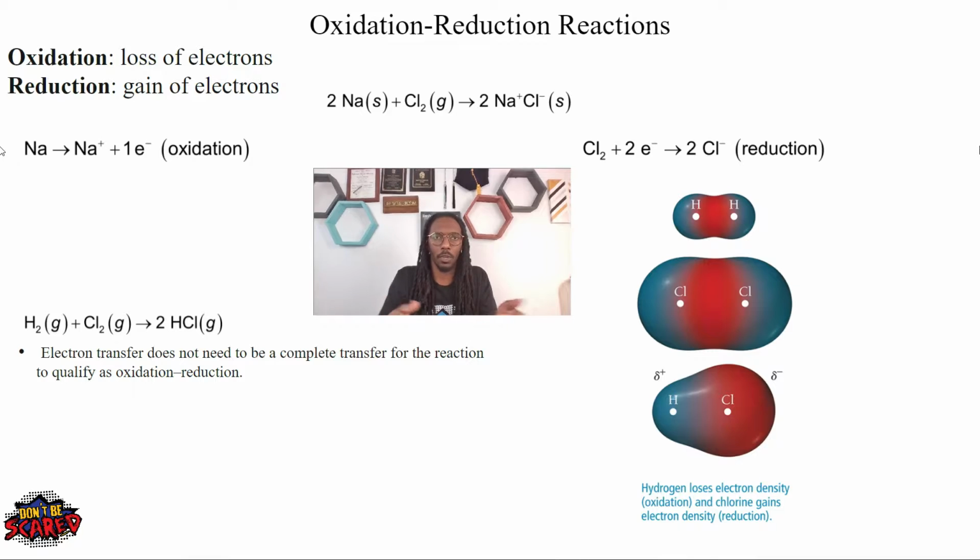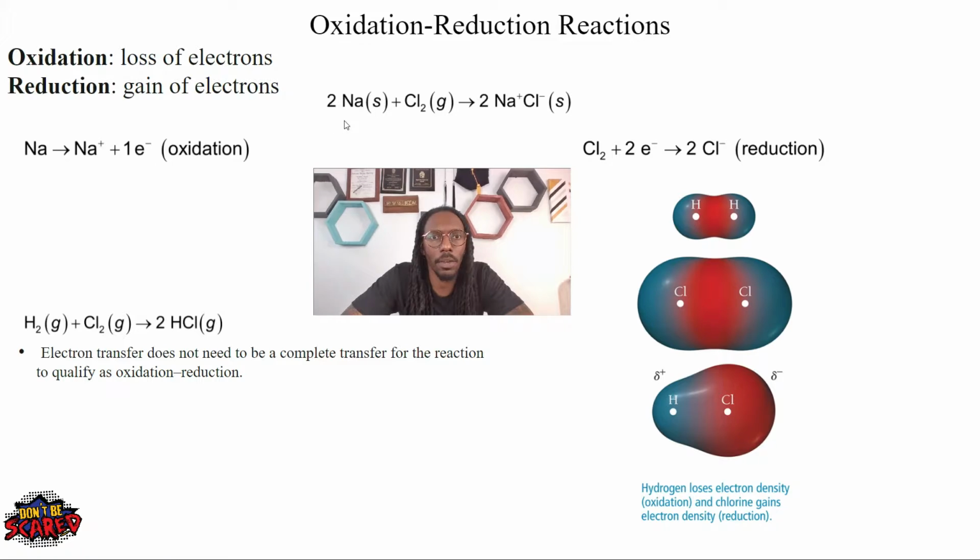Oxidation and reduction are happening at the same time. If they're not, you don't have a redox reaction occurring. So let's talk about exactly what oxidation and reduction are. Oxidation is the loss of electrons. Reduction is the gain of electrons.